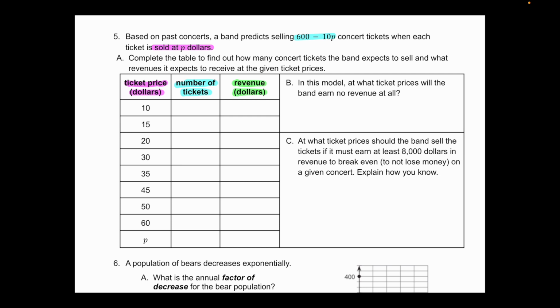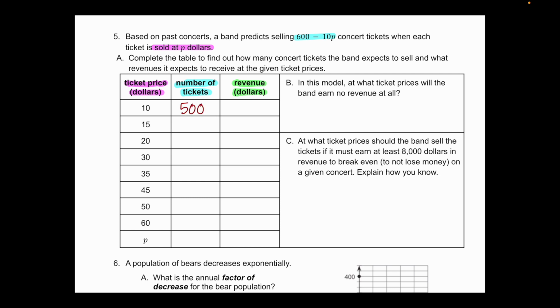It first says complete the table to find out how many concert tickets they expect to sell and what revenues they expect to receive at the given ticket prices. So the very first thing I'm going to do is use that expression that's in blue, multiply it out using the numbers that I have here. So starting with 10, I'm going to plug 10 in, P for pink for price. So 10 would go in P here. So 600 minus 10 times 10, that is going to give us 500.